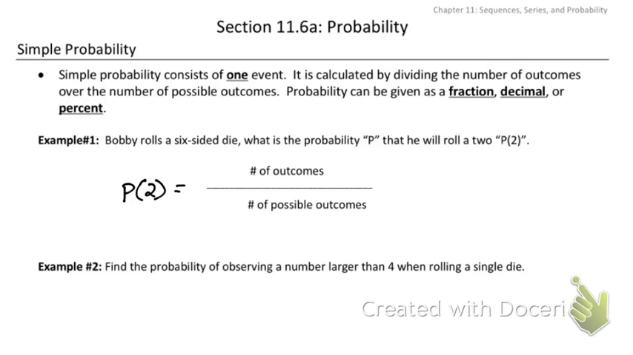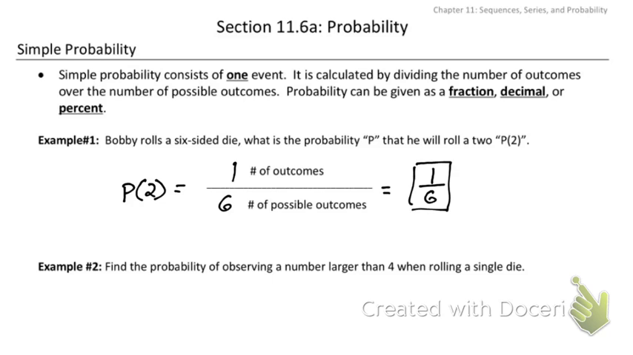How many outcomes actually are what he wants? Ross? 1. There's only 1 2 on a die. So that would be 1 outcome works. How many possible outcomes are there? Ross? 6. So your probability of rolling a 2 is just 1 over 6.